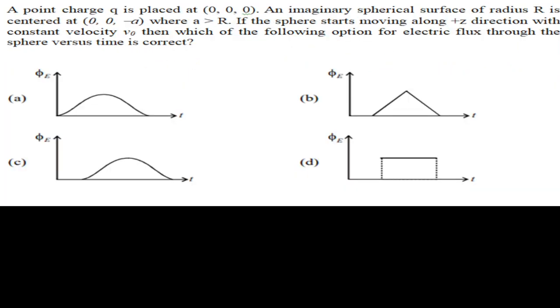Now this is the next question associated with Gauss law. In this question it is written: a point charge q is placed at 0, 0. An imaginary sphere of radius r is centered at 0, 0, minus a, where a is greater than r. The sphere starts moving along the positive z direction with a constant velocity v0. Then which of the following options for the electric flux through the sphere versus time is correct?